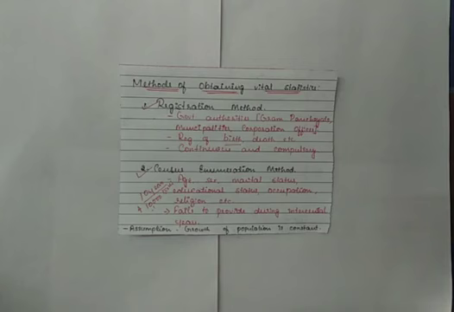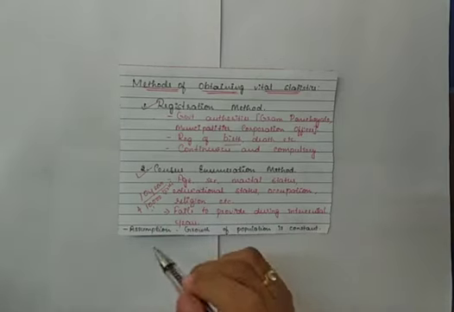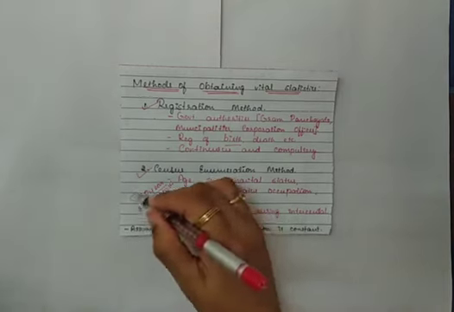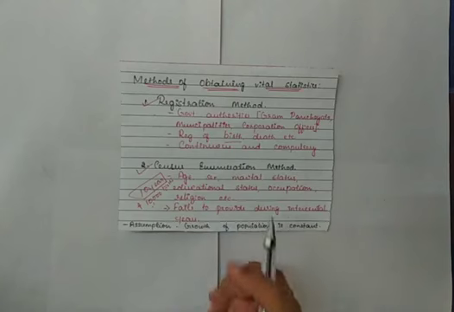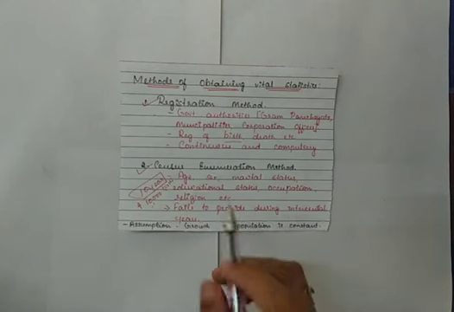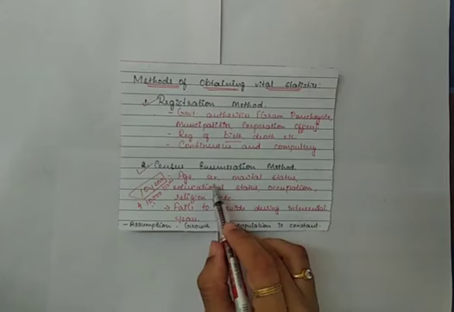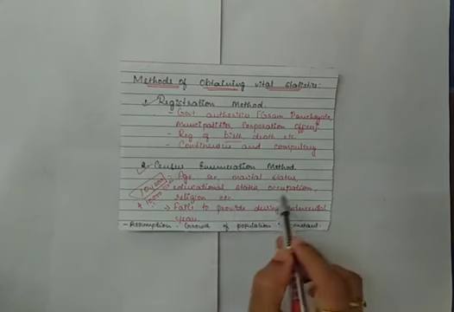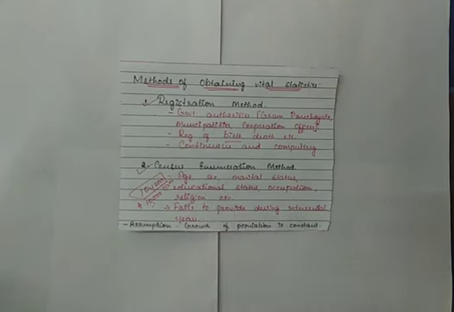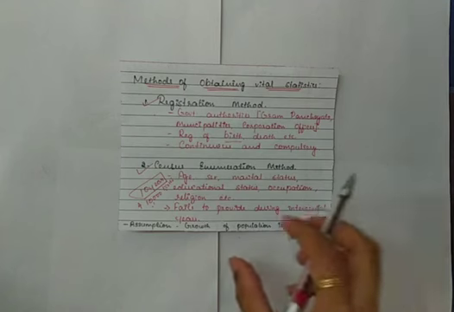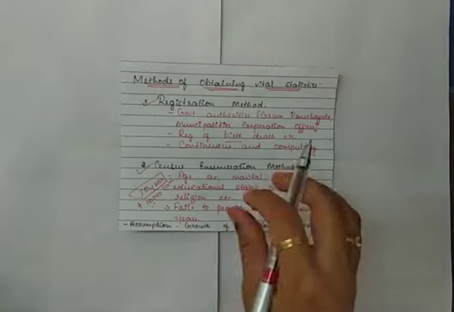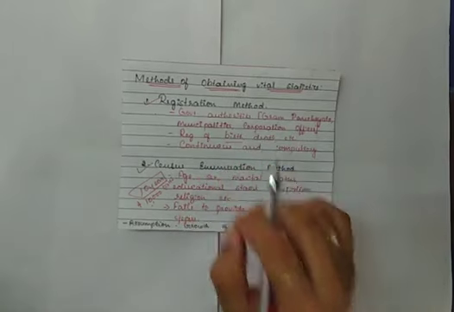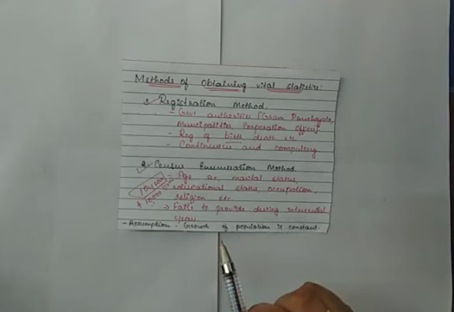The second method of obtaining vital statistics is census. You all know that census takes place every 10 years. Under census we get to know so many things: age, sex, marital status, educational status, occupation, religion, everything, each and every minute thing is recorded in census. So this census method also provides information for vital statistics.